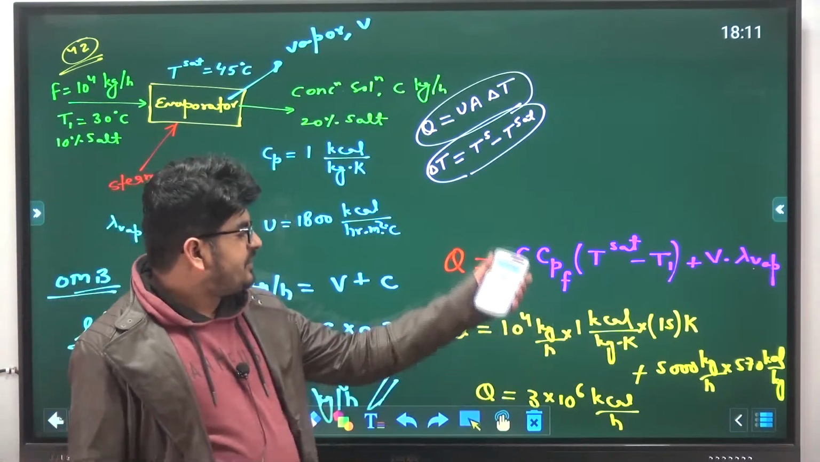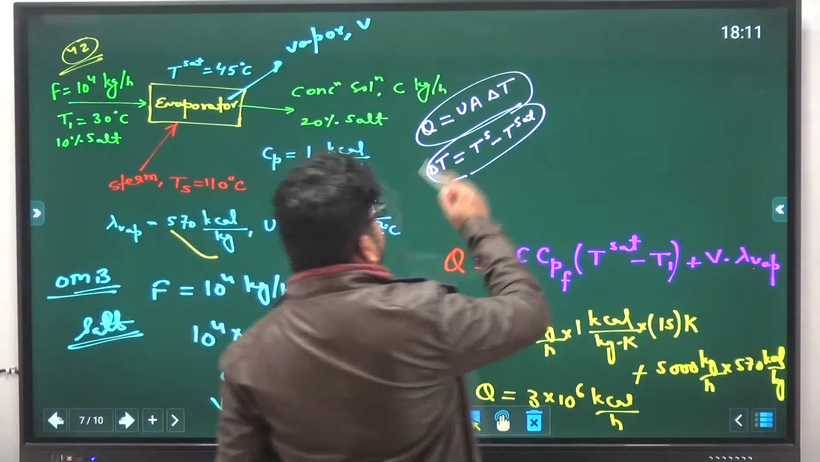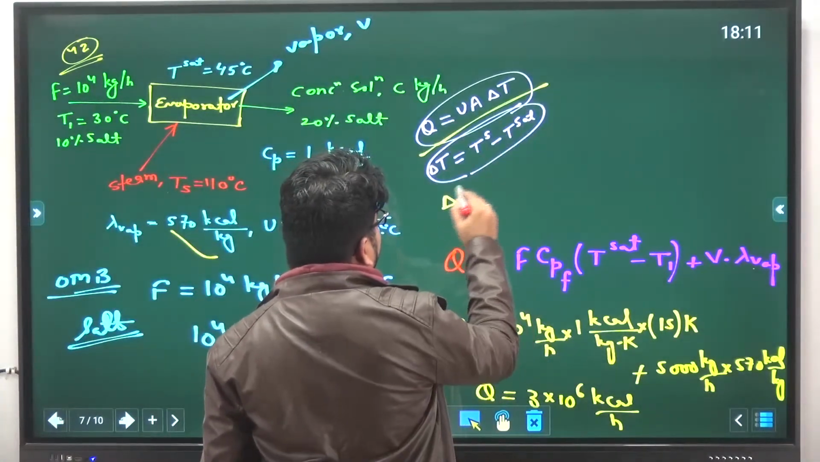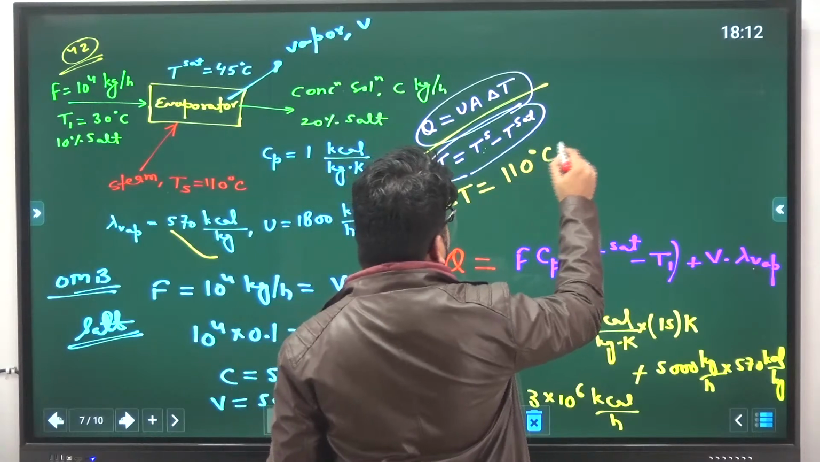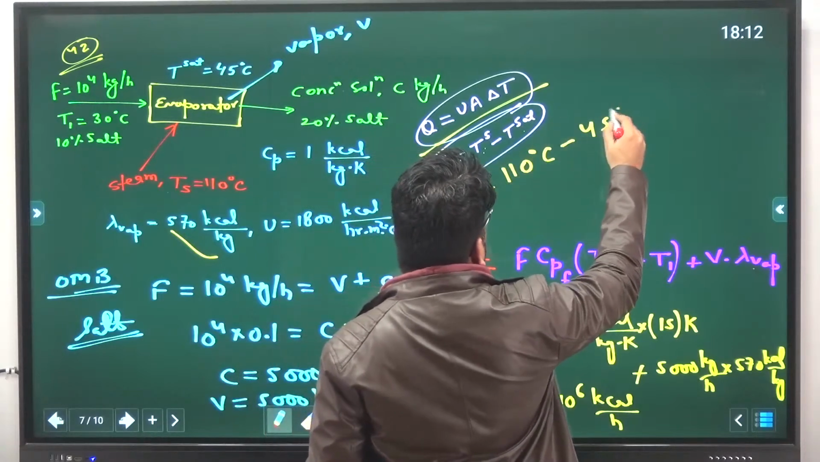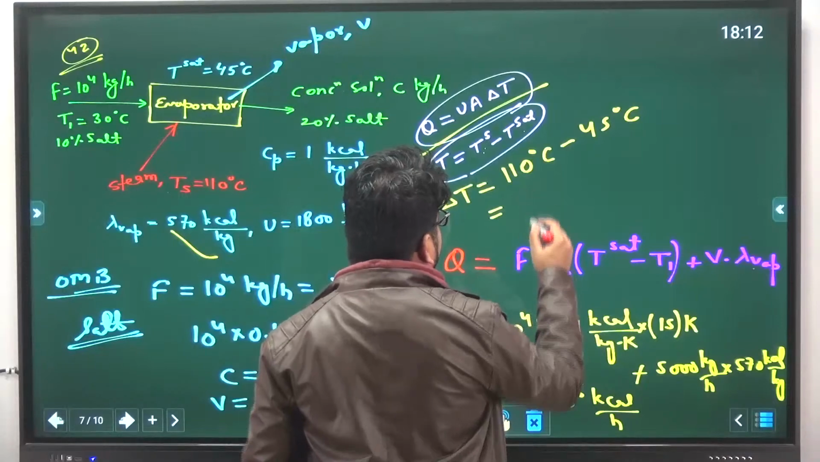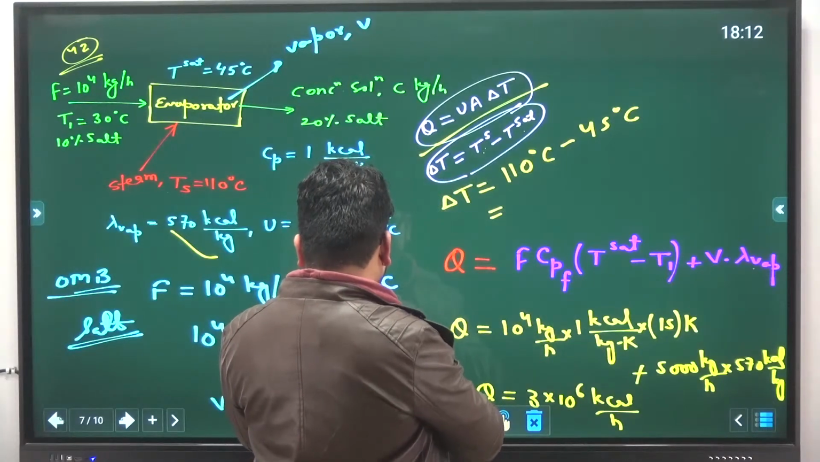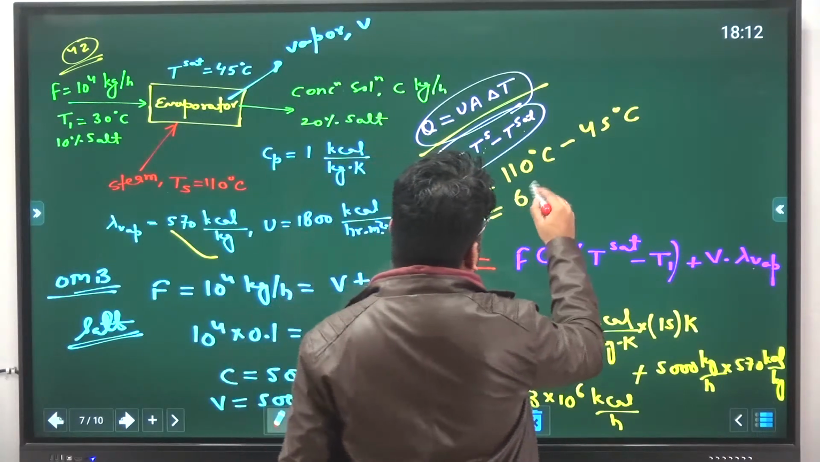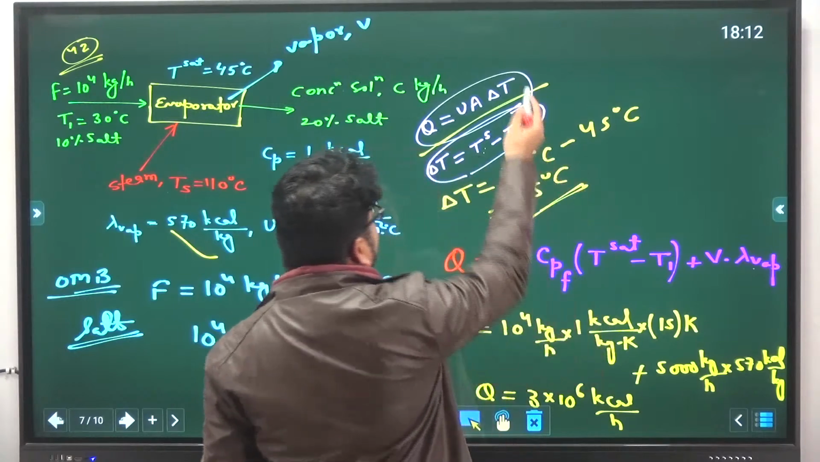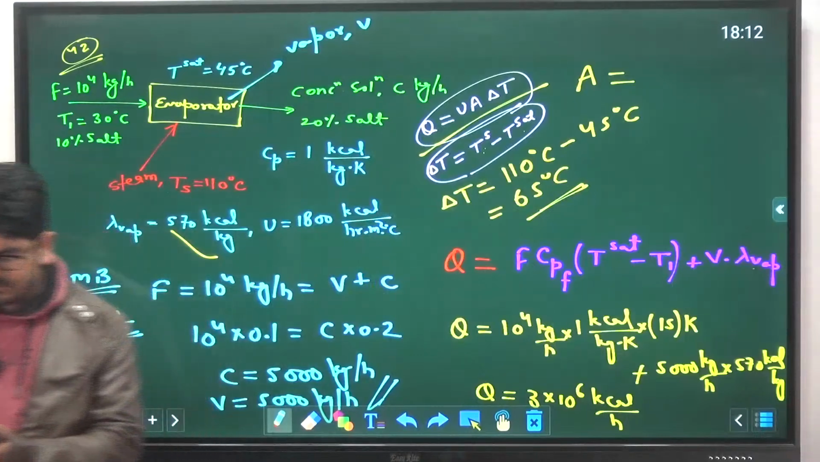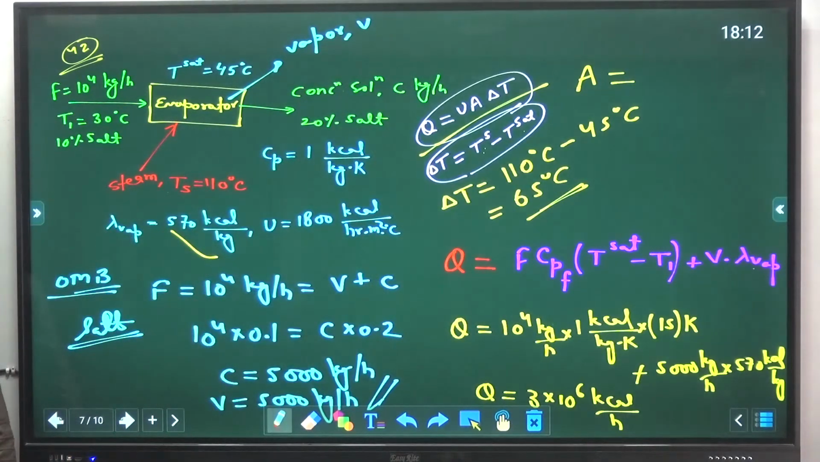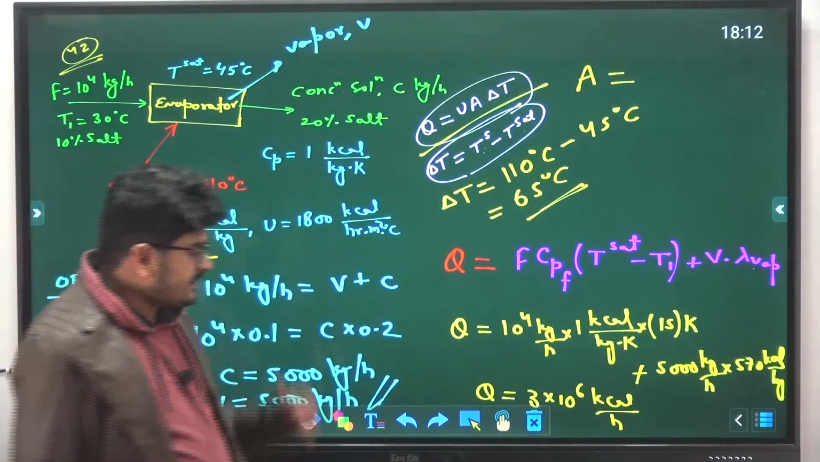And the value of Q goes in this equation, where delta T will be Ts, the temperature of steam, that is 110 degrees Celsius, minus saturation temperature, 45 degrees Celsius, that is 65 degrees Celsius. So put this value here and you will get your A. Simple. Okay, so that's how you can solve the problems of energy balance.